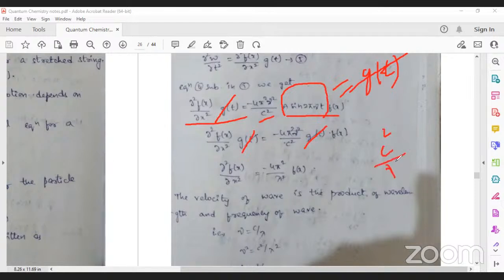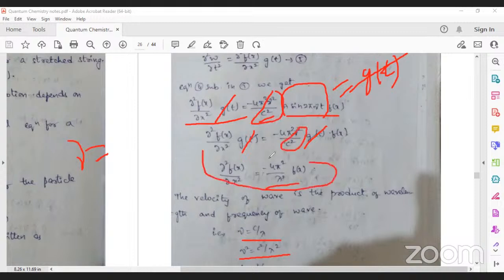Nu square by c square is equal to what? Lambda is equal to c by nu, so nu is equal to c by lambda. Just see the definition of nu, is equal to c by lambda. So then nu square is equal to c square by lambda square. Therefore lambda square is equal to c square by nu square. But here nu square by c square will be there. That's why we will get lambda square in the denominator. So instead of nu square by c square, we can write 1 by lambda square. So this is the equation we'll get.